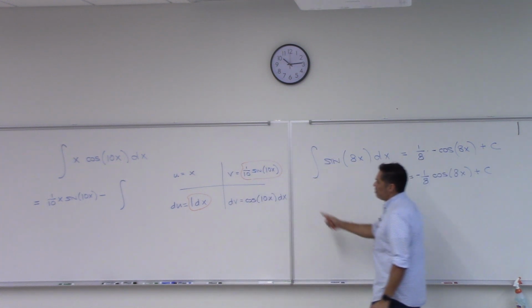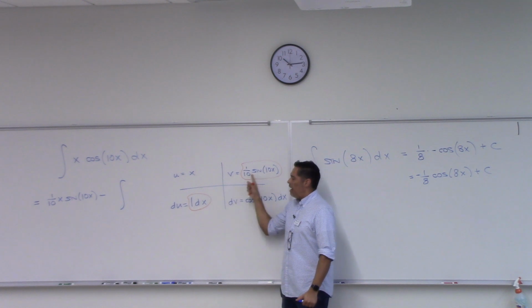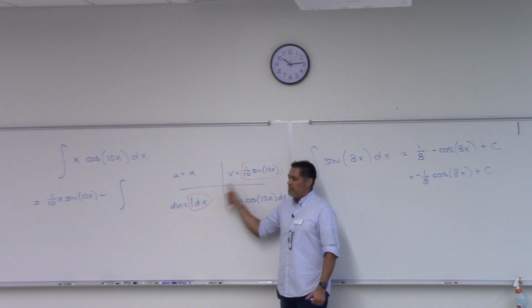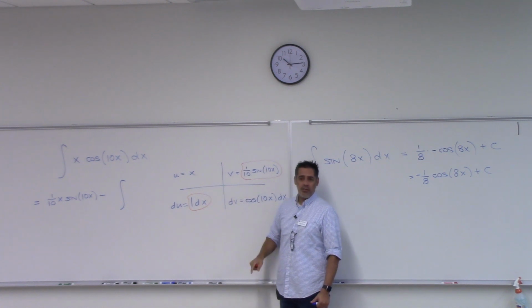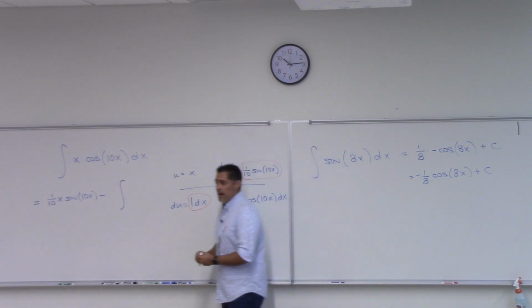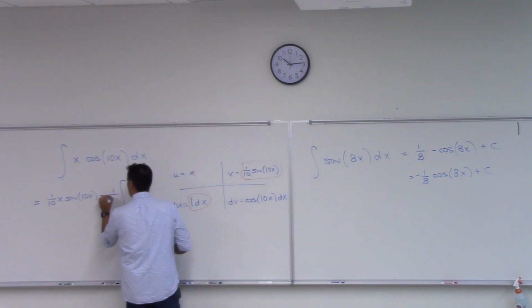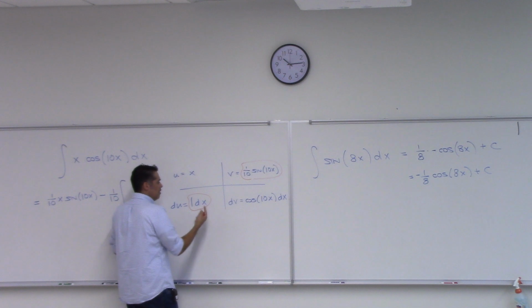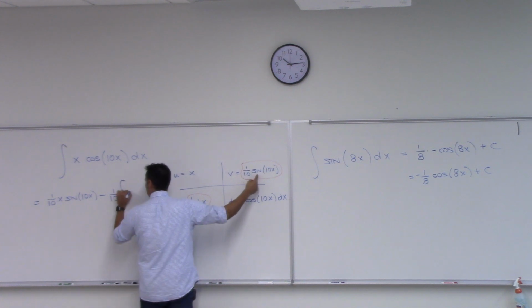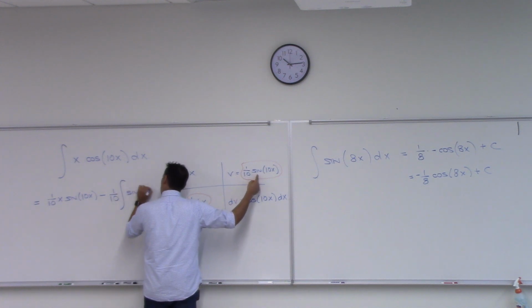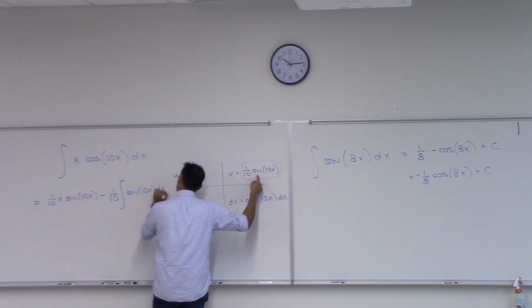When I multiply these two together, what constant am I going to have? 1/10. Can I pull that constant out of the integral? I'm going to do that right now. I'm going to pull the 1/10 out. And then the only thing I have that has variables in it is the sine 10x dx.